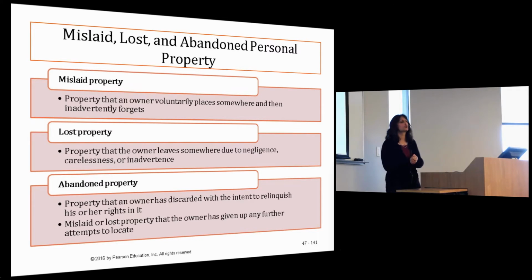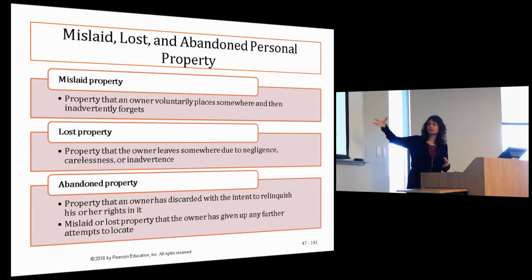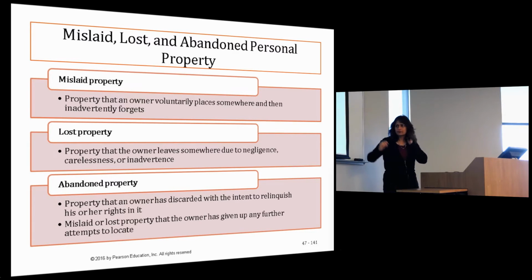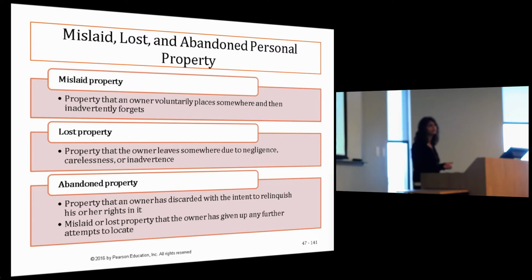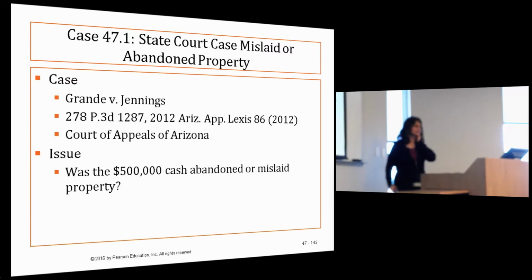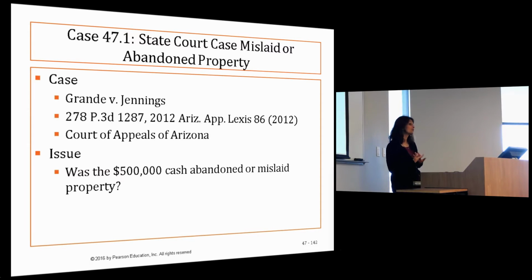And then the law draws a distinction with abandoned property. Not mislaid, not lost, but abandoned. When you abandon something, you don't want it anymore. That's typically the notion there. It's property that someone throws away, discards with the intent of not wanting it anymore. So mislaid or lost property that the owner has given up any further attempts to locate, that is abandoned property. And abandoned property is something that the finder could keep, realistically. The next case was interesting because it turned on whether or not property was abandoned, in which case the finder could keep it, or mislaid, in which case the true owner would have rights to it.